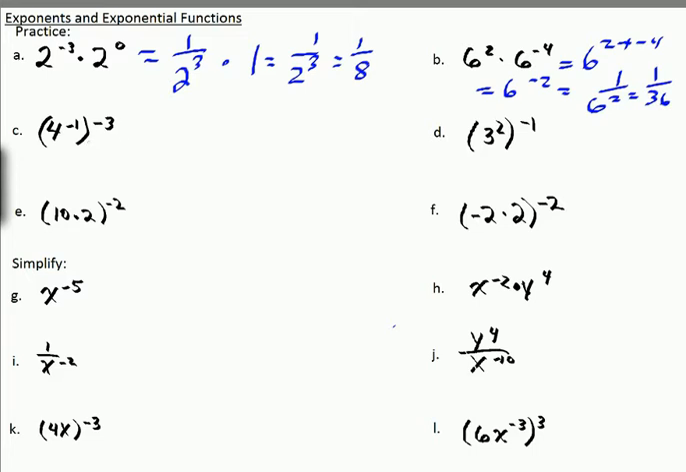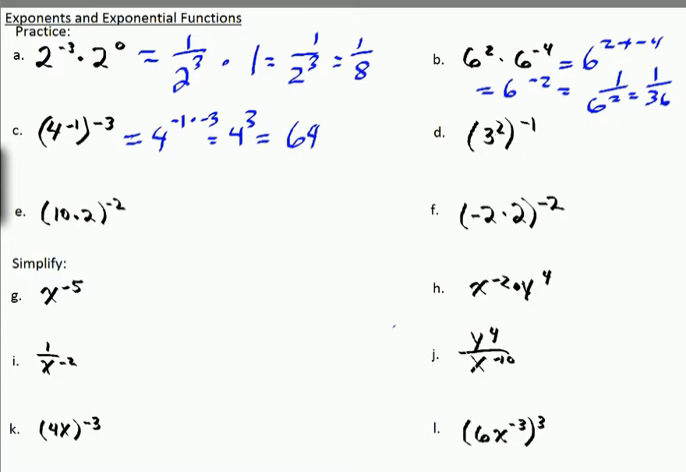Here I have 4 to the negative 1, all raised to the negative 3 power. When I have a power raised to a power, I multiply my powers, so I have 4 raised to the negative 1 times negative 3, which gives me 4 raised to the 3rd power, which is 4 times 4, which is 16. 16 times 4 is 64.